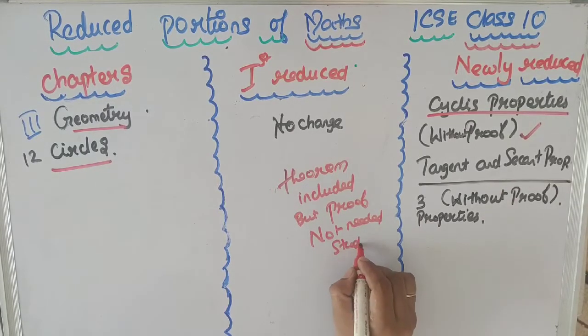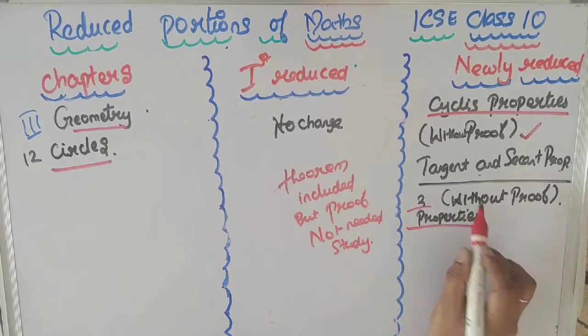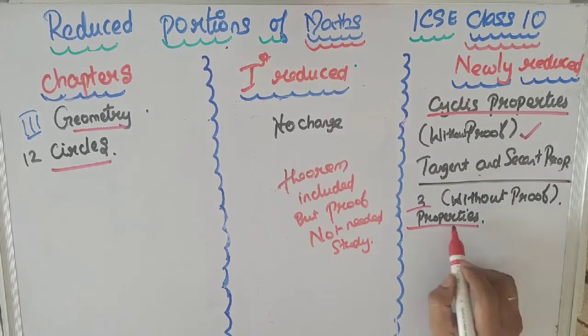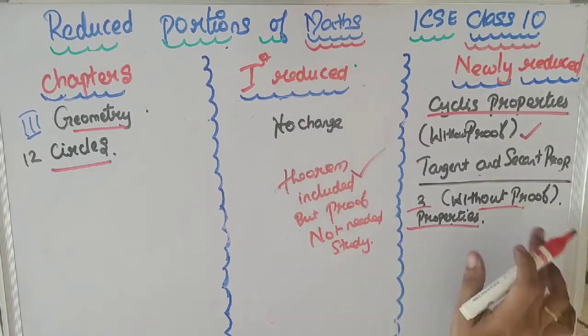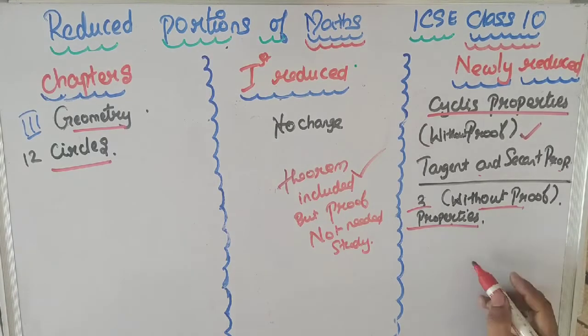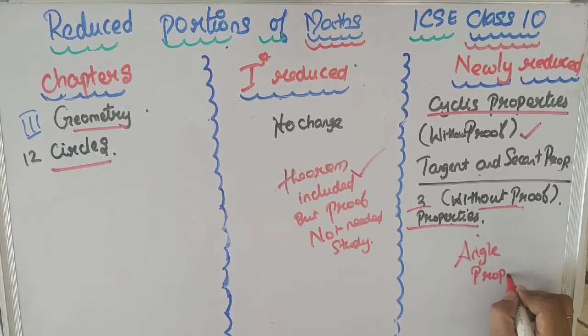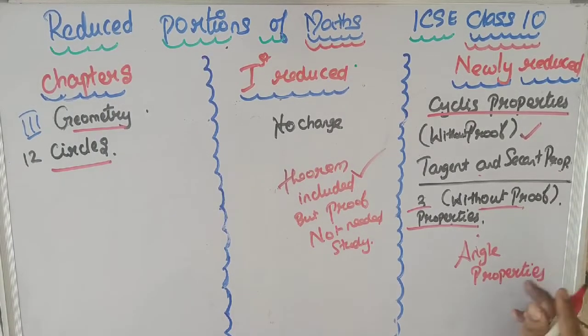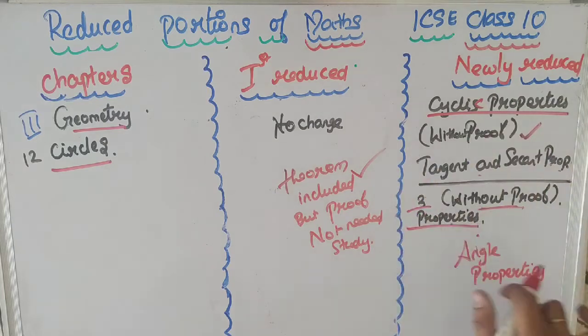Note that clearly. Don't misunderstand, don't get misguided. Here proof is not needed, but we have to learn the theorem. Clear? All the three properties' theorems are needed. What are they? Angle properties, cyclic properties, and tangent and secant properties. All the theorems are needed. Only the proof is not needed for this examination.